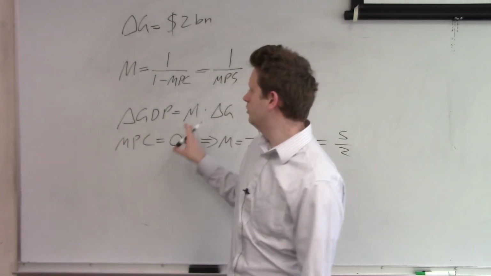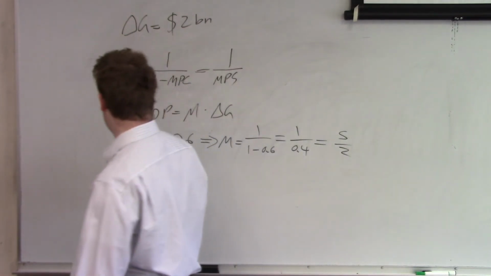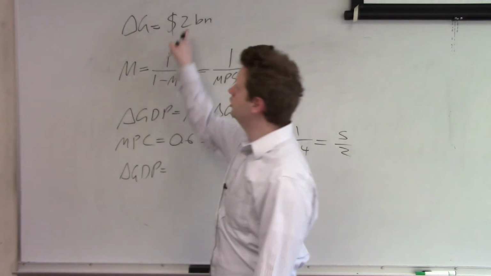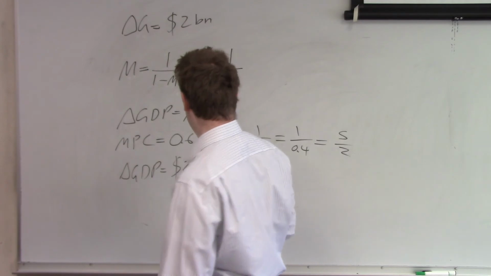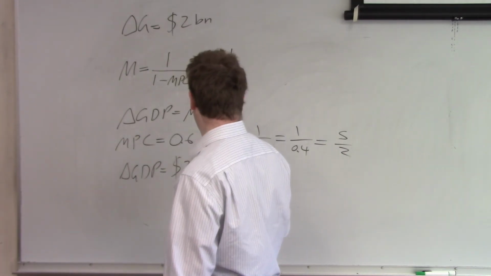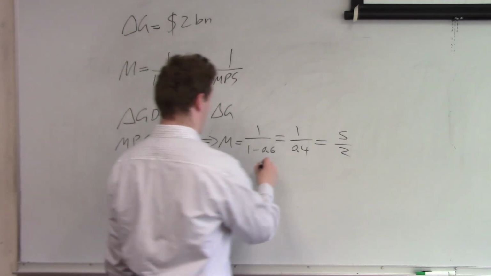And we can now plug these numbers into this equation to figure out what happens. And so we have a change in GDP is equal to 2 billion times our multiplier, which we found was 5 over 2. So we have an overall increase in GDP of $5 billion.